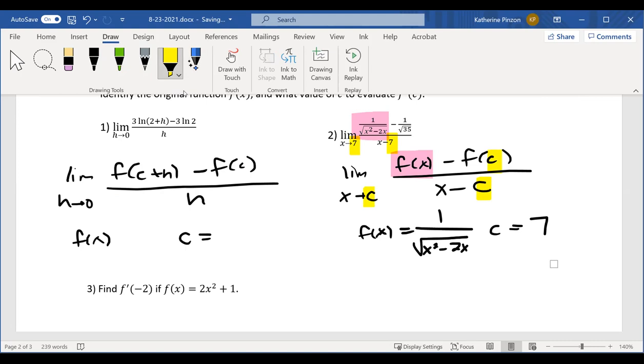Okay, can you match in this one? What's c going to be in this one? And what's your f? This one's a little bit harder, I think.